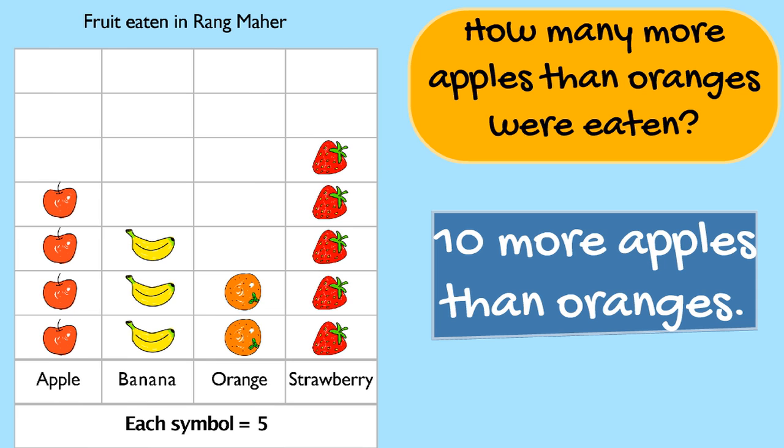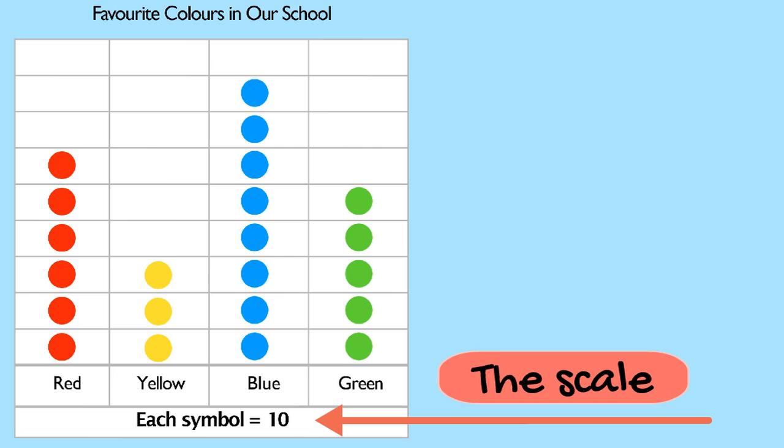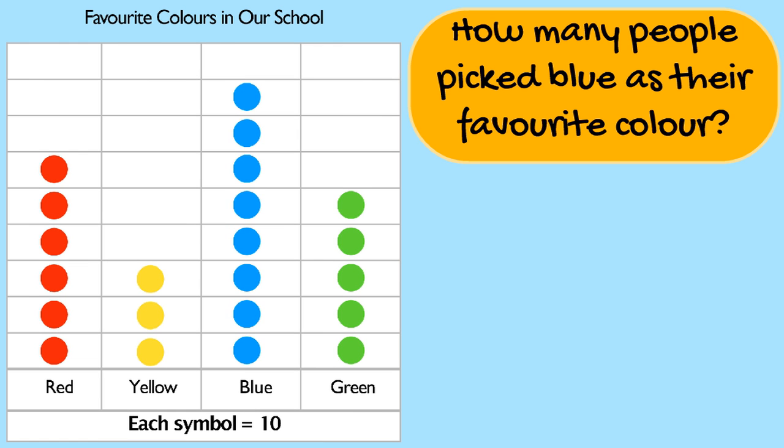Okay, so we've done a scale of 2, we've done a scale of 1, and we've done a scale of 5. Let's really test how well you know pictograms by jumping all the way up to a scale of 10. So each symbol is worth 10 votes now. If you can answer these questions about the favorite colors in our school. First question. How many people picked blue as their favorite color? Pause the video and write down the answer.